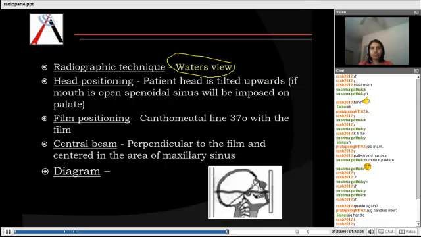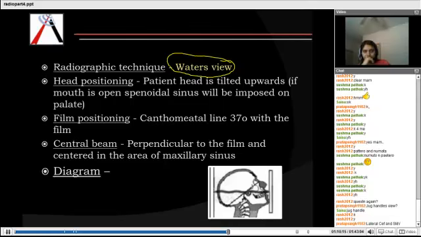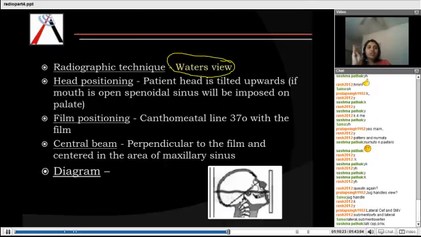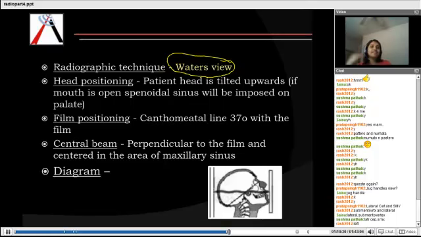What are the 2 views we have completed? Submental vertex and lateral. Which side of the face is kept towards the image receptor if we have to take a cephalometric?